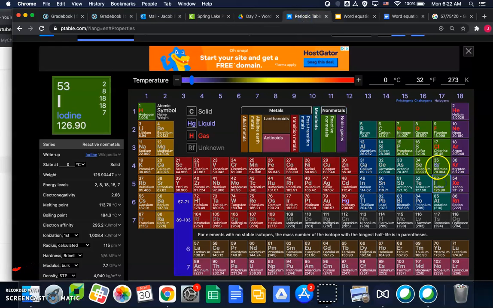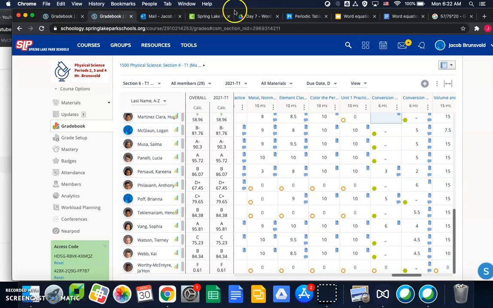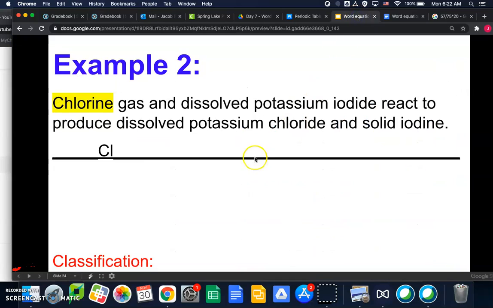chlorine is one of those elements, right? It's in the 7. It's right here. And so when chlorine is by itself, that means that there's actually 2 chlorine atoms. They covalently bond with one another. Okay, so this becomes Cl2.